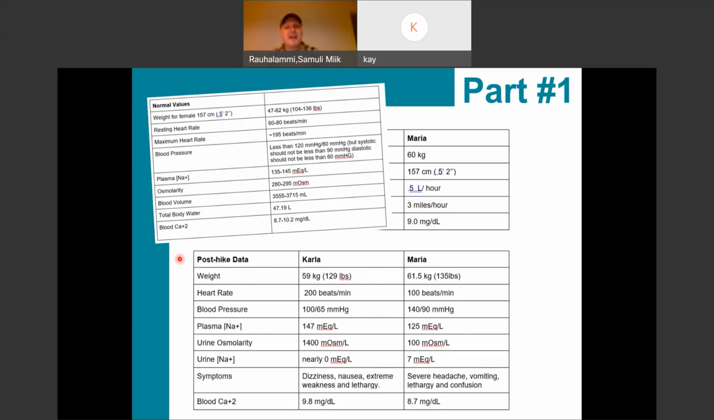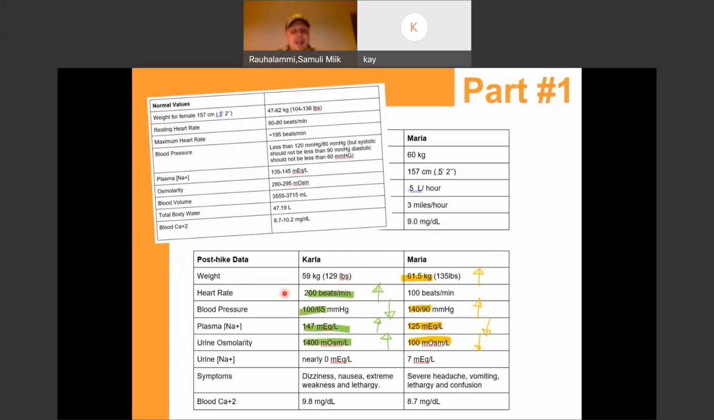So let's have a look together at which of these post-hike values would seem abnormal and why. For Carla, we're seeing that her heart rate is quite elevated at 200 beats per minute, when the normal heart rate should be around 60 to 80 at rest and less than 195 at maximum exercise. So Carla's heart rate is definitely high. That's elevated, so you can just mark it like that.